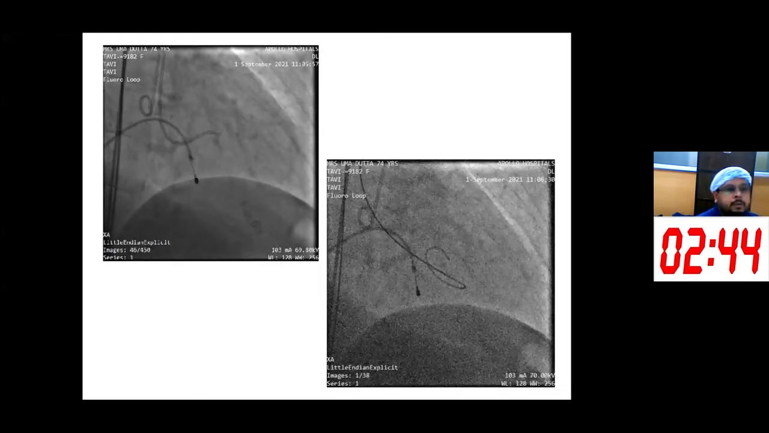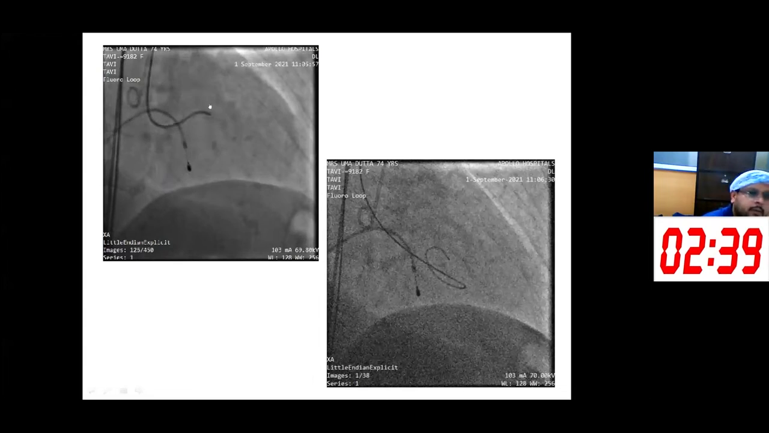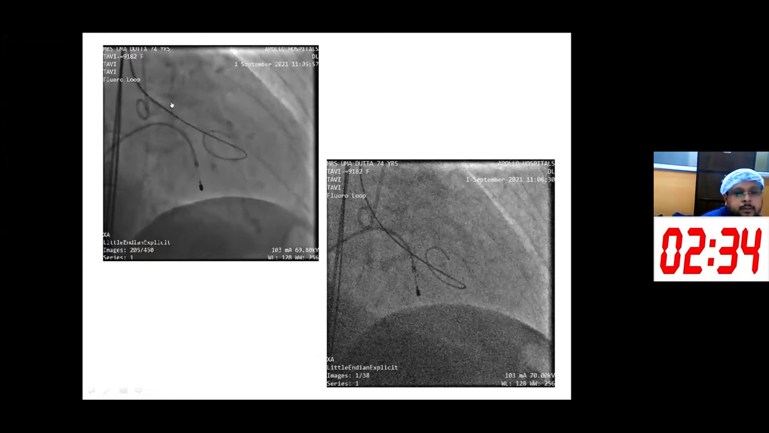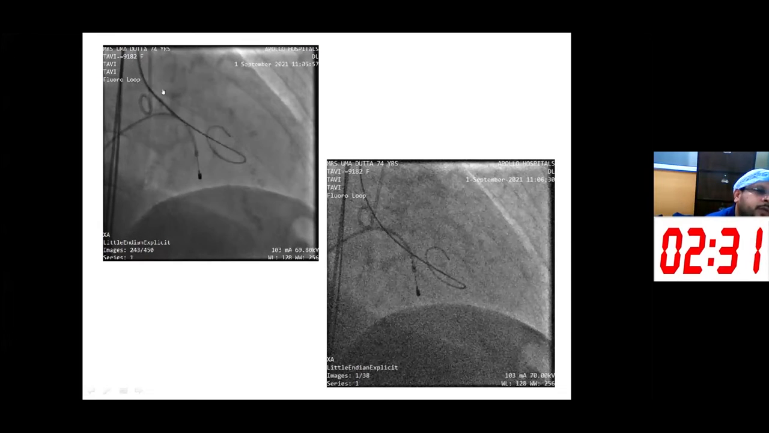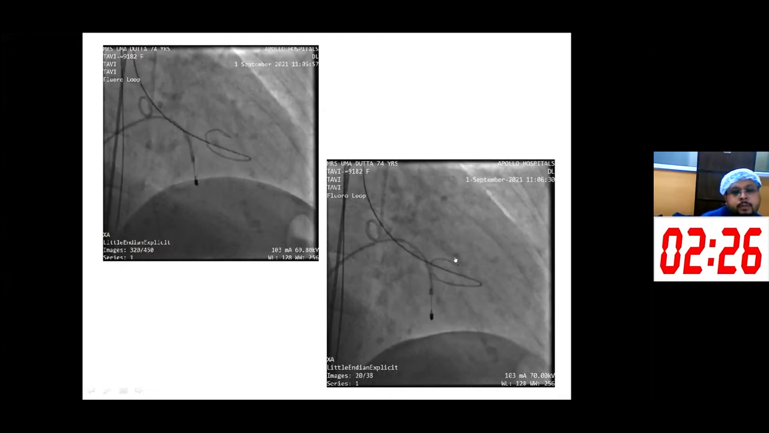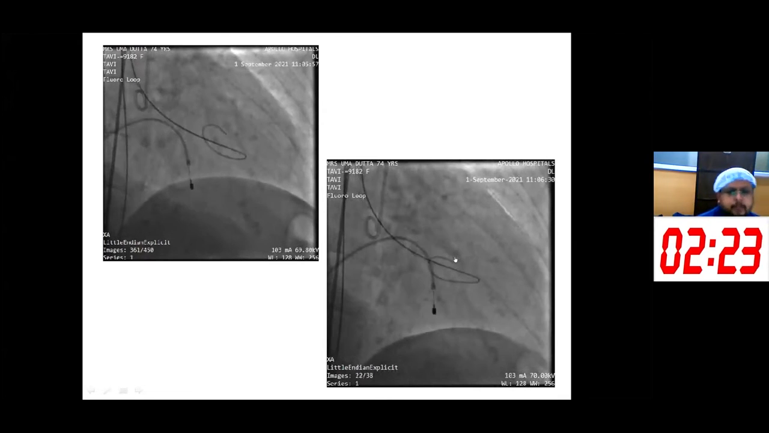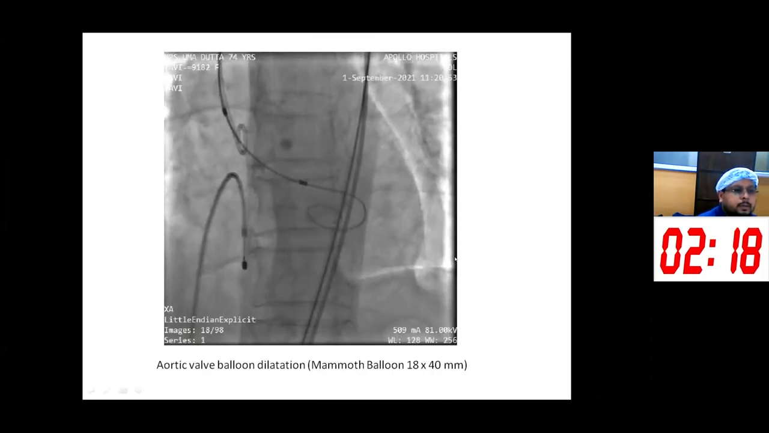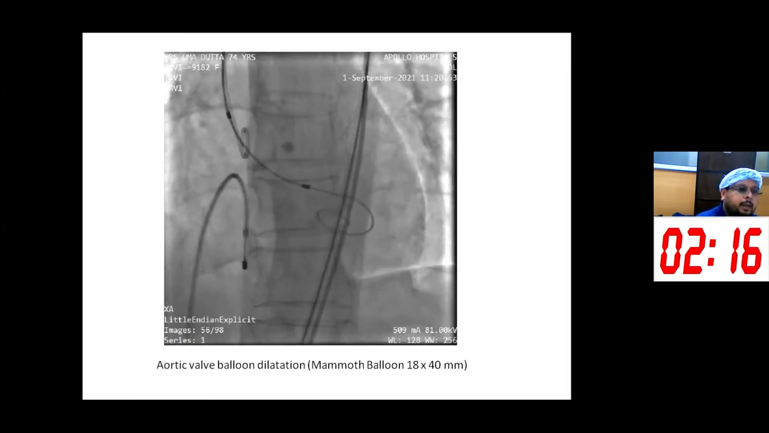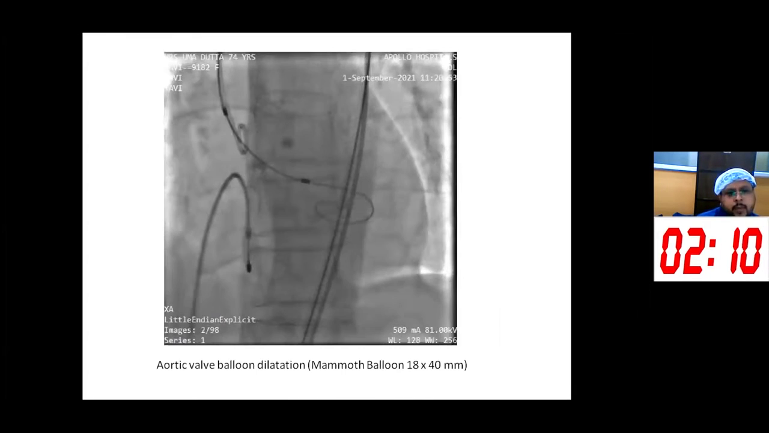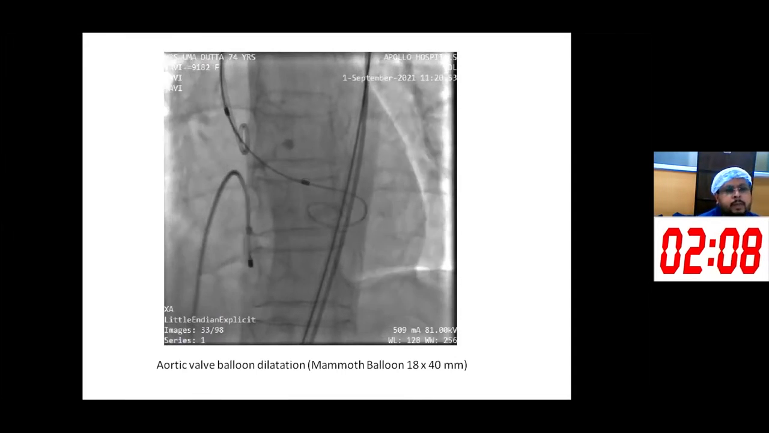After we crossed the valve with the straight tip wire, we exchanged the soft tip wire with the extra stiff Amplatz wire. This is the extra stiff Amplatz wire, which is kept in the LV apex. Now after that, we exchanged the Amplatz wire with the help of another pigtail.